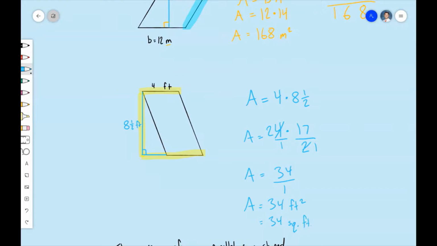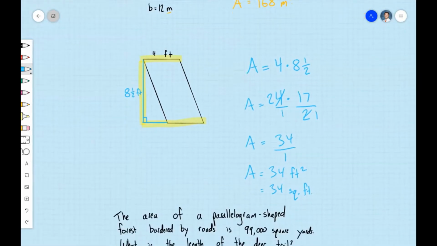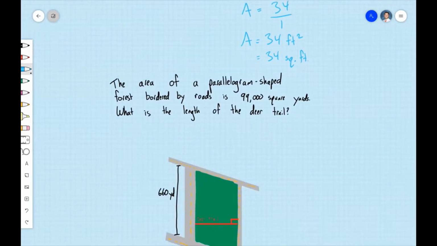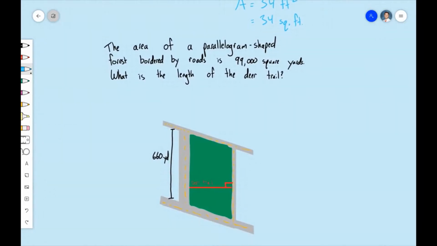All right, now let's look at a word problem here. It says the area of a parallelogram-shaped forest bordered by roads is 99,000 square yards. What is the length of the deer trail? So let's look at this poorly made drawing by me here. This time we're given the area. It tells us the area is 99,000 square yards. Then we're given this measurement here that says 660 yards, and we want to know the deer trail.